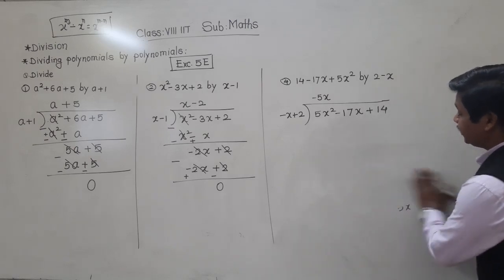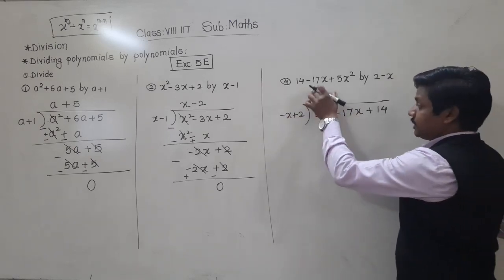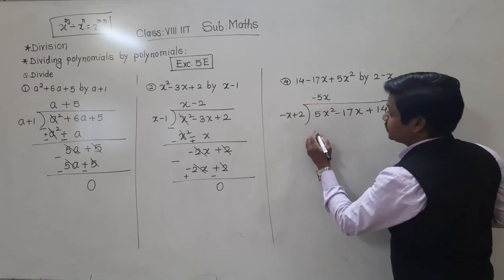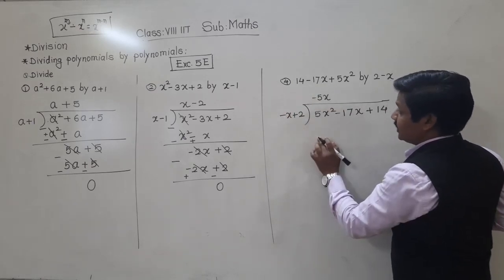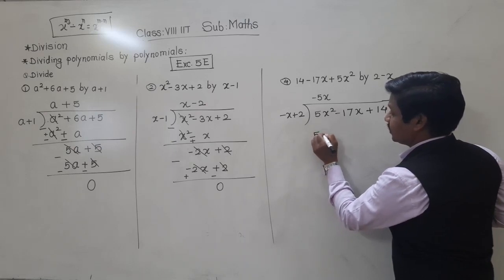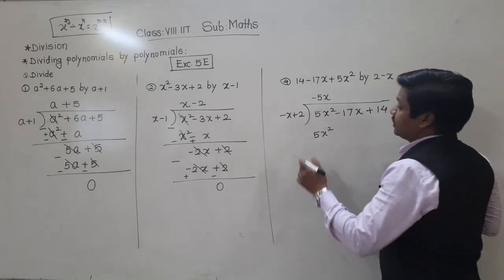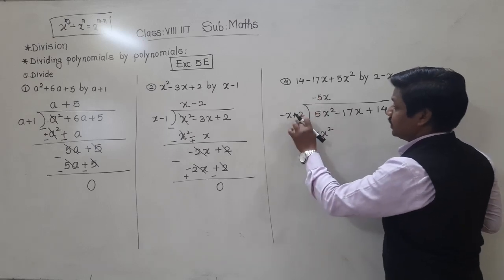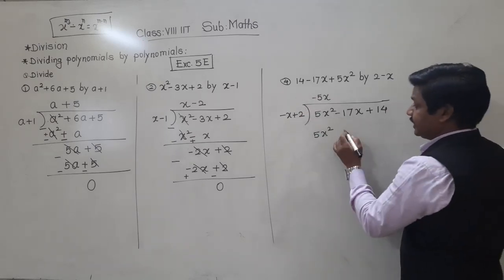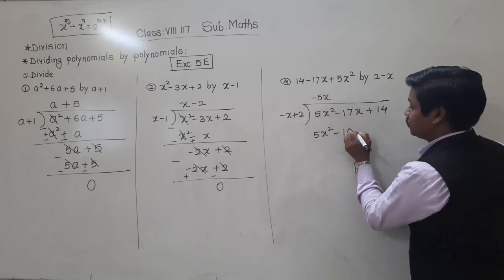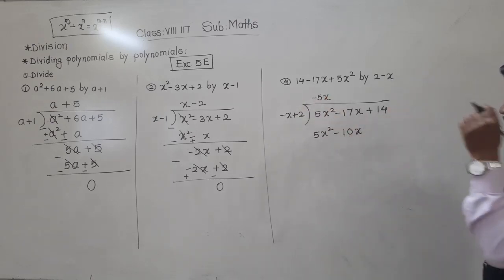5x, and now multiply the divisor by minus 5x. Minus 5x into minus x becomes minus minus plus, 5x into x, 5x square. Okay, now minus 5x into plus 2: 2 5s are 10, plus minus minus, and x, no variable x.